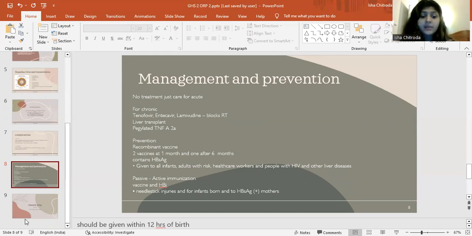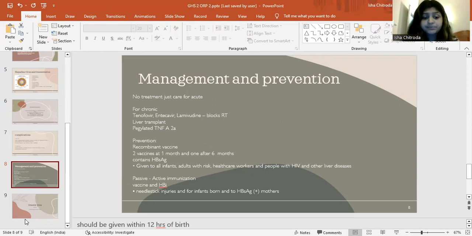For prevention, you have two types of vaccines. You have active recombinant vaccine, which basically you have to give 2 vaccines in the first month, then you have to give the 3rd vaccine after the 6th month. It basically contains the HBsAg antigen, and it's given to infants, adults with risk of this infection, healthcare workers, people with HIV or other liver disease who could be exposed to this virus. And then you have the second vaccine, which is passive active immunization.